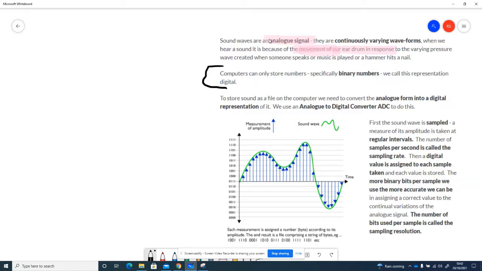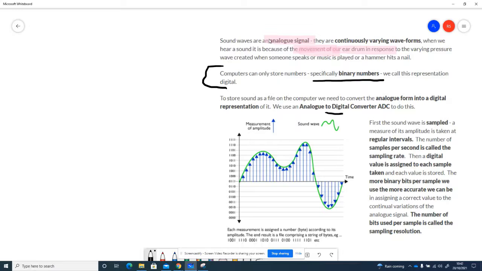Computers live in a digital world, so they're digital. So they only store numbers. In fact, they only store binary numbers, and that's a digital representation. So the computer can't store an analog signal. It has to store a digital representation. So the way that we create that is to convert the analog signal into a digital representation of that signal.